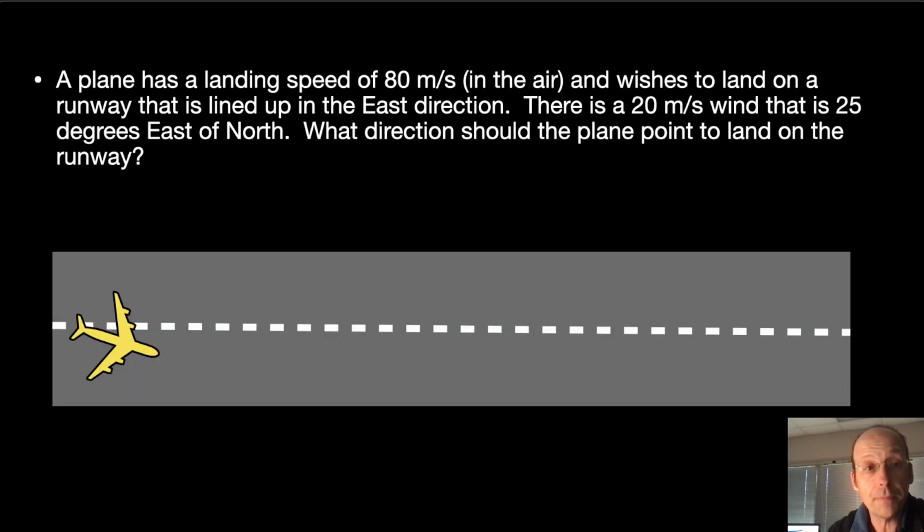Here is the problem. A plane has an airspeed of 80 meters per second, and it wants to land on a runway that's directly east with a 20 meter per second wind. And here I did the thing just to make it kind of realistically stupid. 20 meters per second, 25 degrees east of north. So here's your wind. So that's west of north.